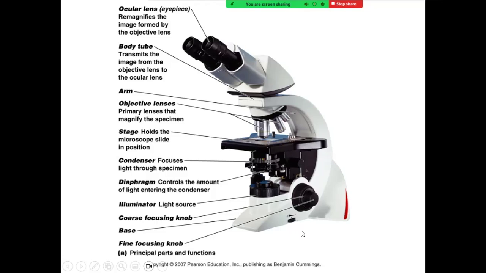You should also know, it's not shown here, the iris diaphragm, which, oh, there it is. Sorry, it was there. It's here, right below the condenser. And like I said, sometimes the iris diaphragm will be above the condenser, sometimes it's below the condenser.